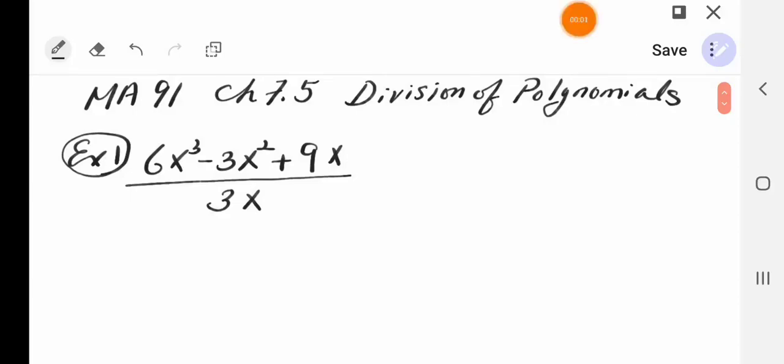Math 91, Chapter 7.5, Division of Polynomials. Okay, we want to divide a polynomial by a monomial or binomial or trinomial. Okay, let's start with dividing a polynomial by a monomial.